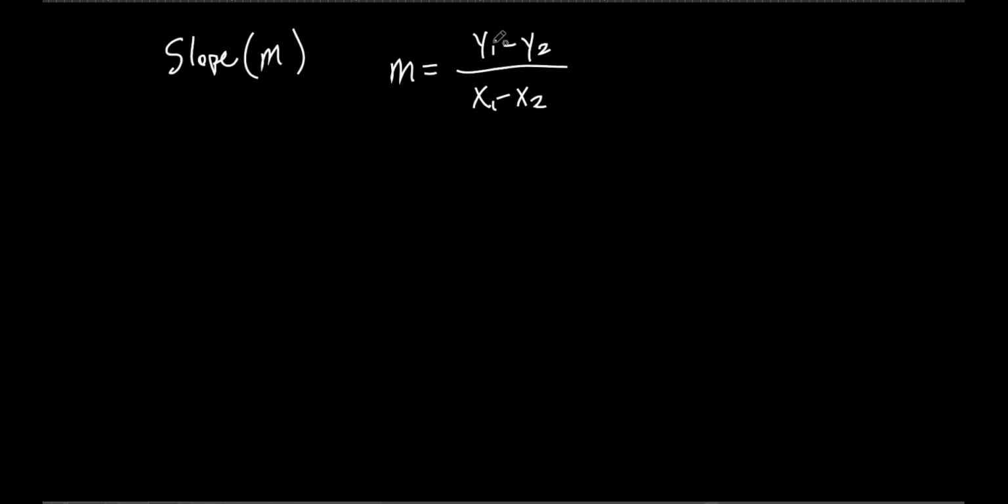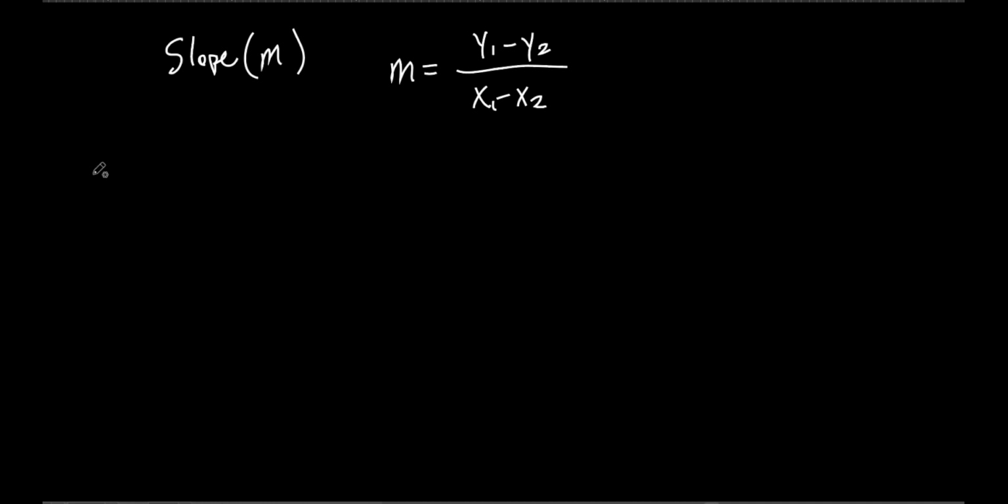A lot of books, most books say y2 minus y1. And I understand why they do that, but sometimes it just gets confusing. So I just end up saying y1 minus y2, all right? So that's the formula for slope. You got to know it, all right? You got to have it memorized to be able to do this.